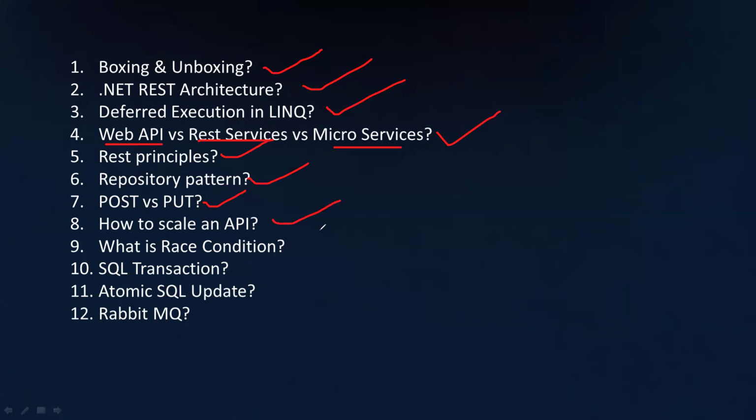So how to scale an API? What is a race condition? SQL transaction, atomic SQL update, RabbitMQ. By saying this, once you have completed the interview, you are feeling like these are different types of concepts they have asked you. Am I correct? But let me tell you, these all are related to only one concept.